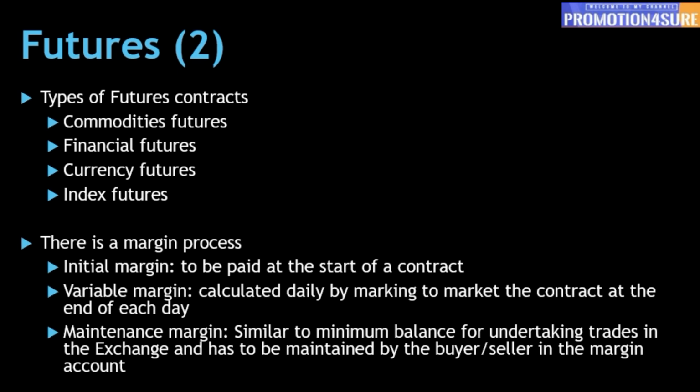Now, there is a margin process. Initial margin is to be paid at the start of the contract. Variable margin is calculated daily by marking the contract to the market at the end of each day. Maintenance margin is similar to a minimum balance for undertaking trades in the exchange and has to be maintained by the buyer or seller in the margin account.